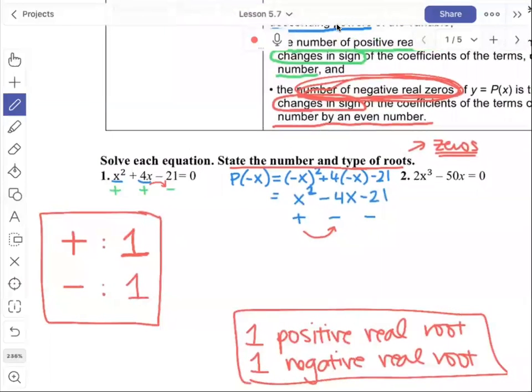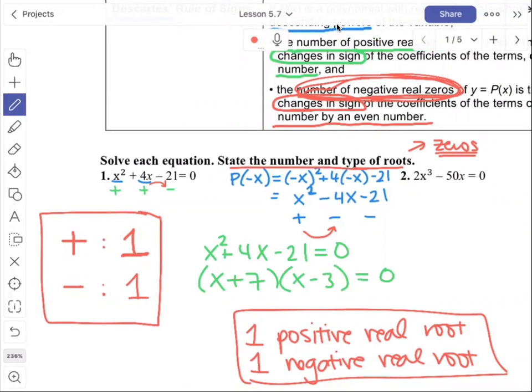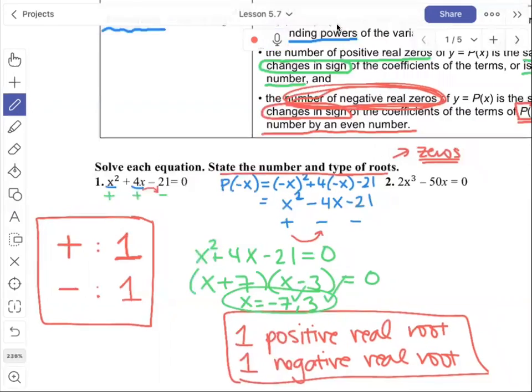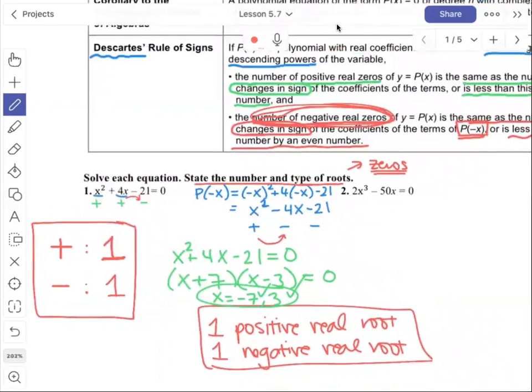And if you don't believe me, you can even test it out. If we were to solve this, let's see what happens. I factor and I get x plus 7 times x minus 3, and I get x is equal to -7 and 3. So hey, it's true. I got 1 positive and I had 1 negative. So Descartes' rule worked.